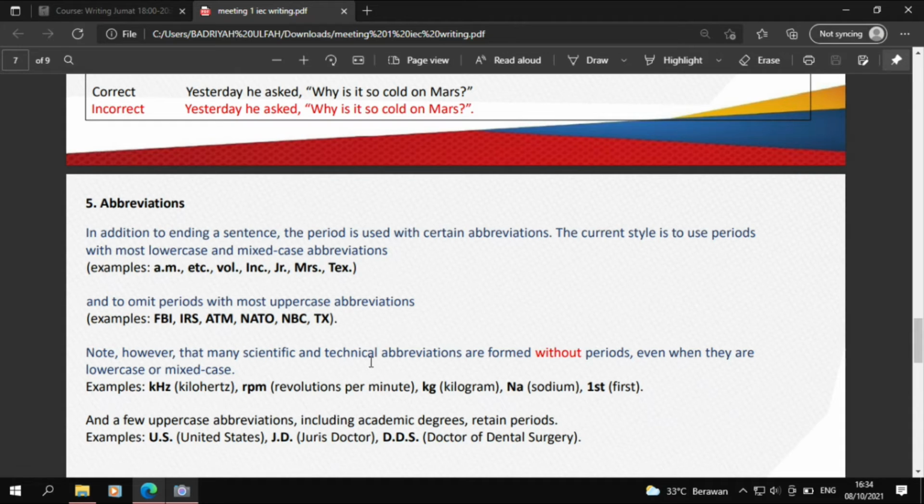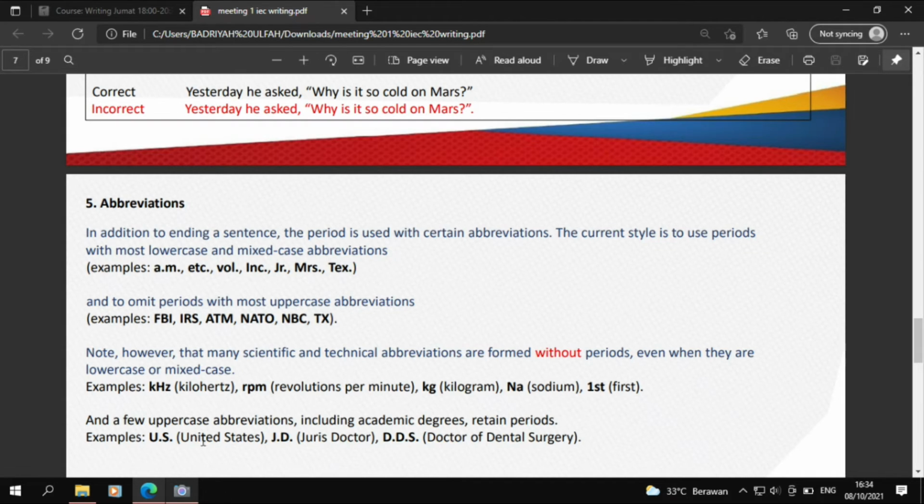Nah, rata-rata kalau penyingkatannya lebih ke secara teknis, orang-orang teknik, orang-orang IPA, mereka jarang menggunakan titik, meskipun dia huruf kecil, huruf besar, atau campuran. Kalau yang ilmu-ilmu eksak, ilmu-ilmu IPA. Contohnya, kilohertz nggak ada titiknya. RPM, revolutions per minute, kilogramnya kan nggak ada titik. Na, sodium, NaCl, Ca, if you still remember chemistry. Nah, mostly chemical abbreviations, they don't write any full stop.